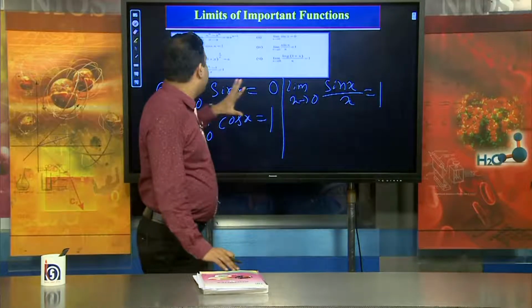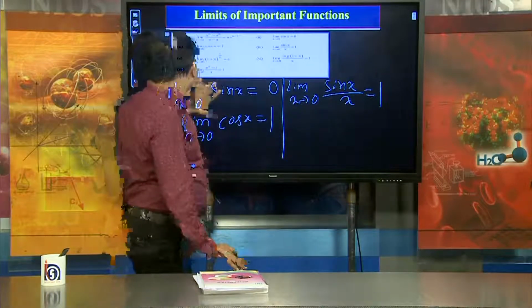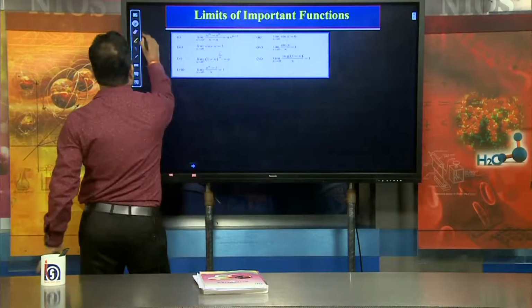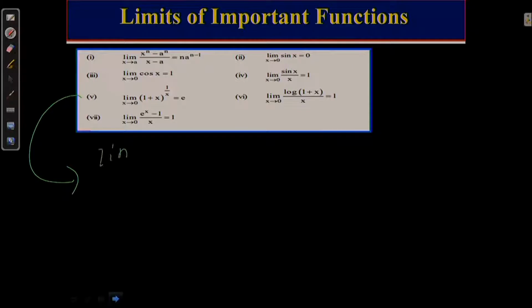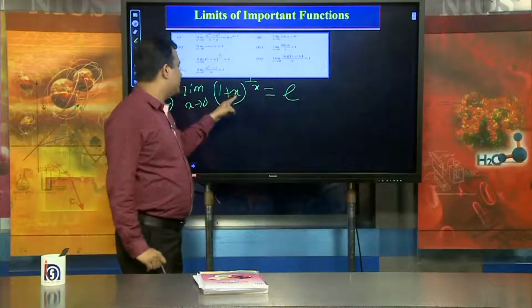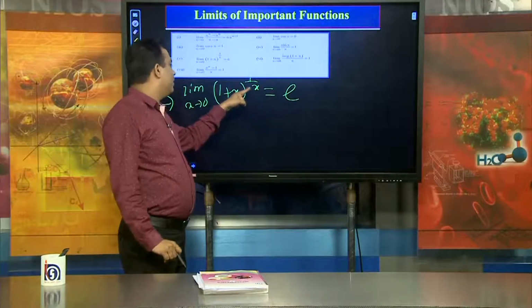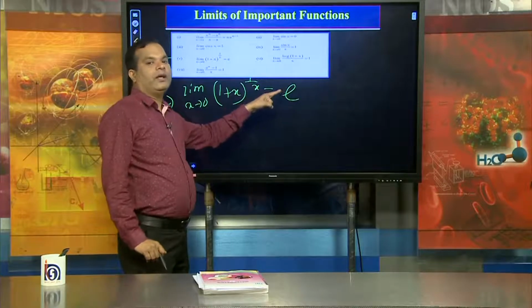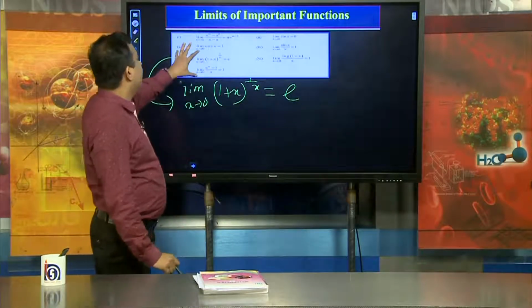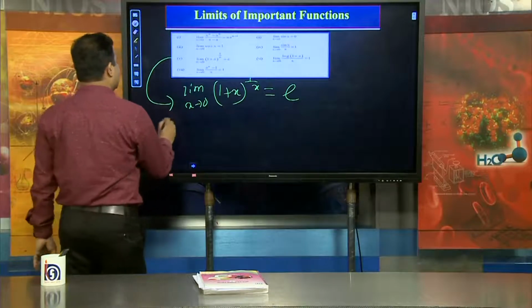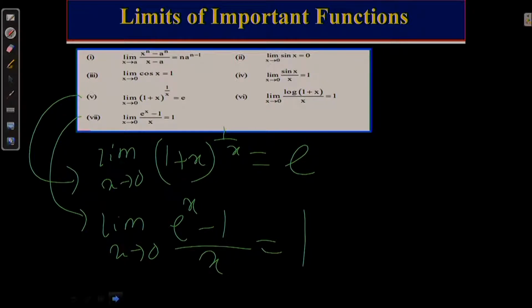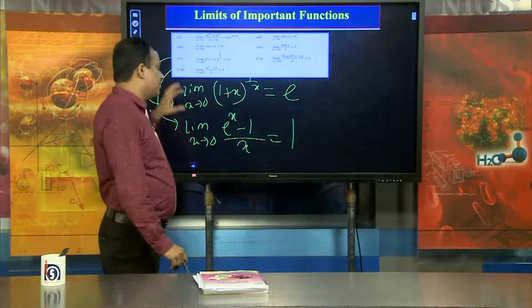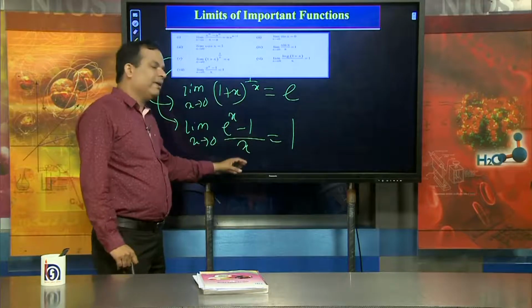Another formula is based on the exponential function: limit x tends to 0, (1 plus 2x) raised to the power 1 by 2x, which equals e. So that is the exponential function. Now another exponential function: limit x tends to 0, e to the power x minus 1 divided by x, which equals 1.